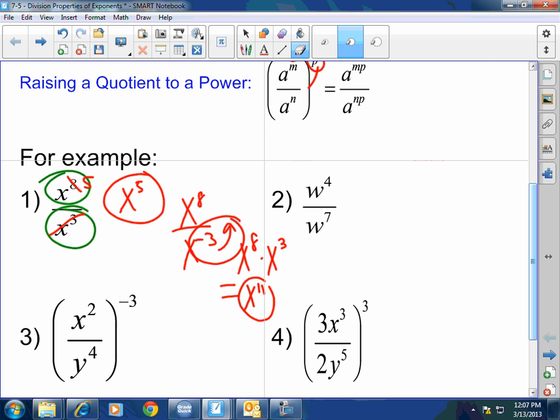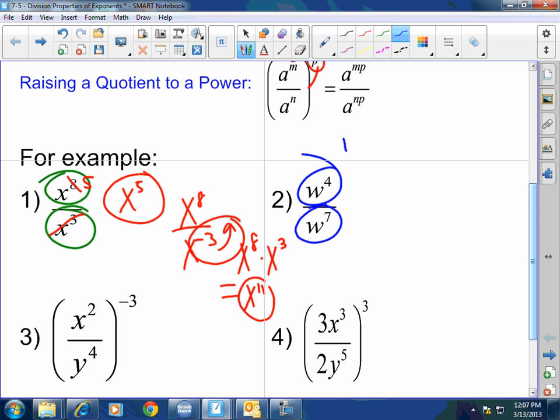Okay. Let's see what we got here. All right, guys, how many W's do I have in the numerator? How many W's do I have in the denominator? The real official way would be W to the 4 minus 7, which equals W to the negative 3, which equals 1 over W cubed.